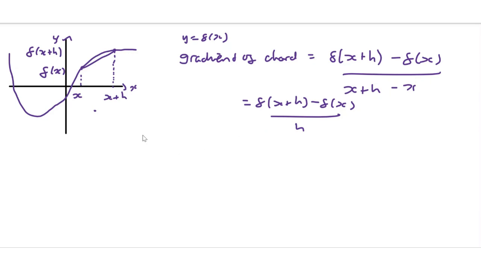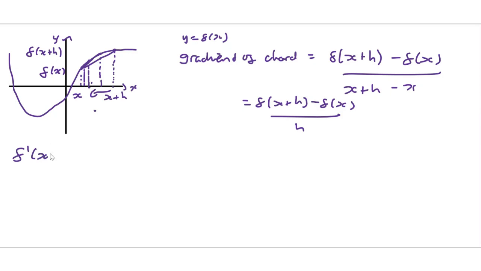And remember the derivative is equal to the gradient of the tangent at the point x. So how can we use what we have here to get the tangent at the point x? Well, as h comes in closer and closer and closer, and we get different points, you can see that the line between the points that we get gets closer and closer to the tangent. So the gradient of the tangent is equal to the limit of this expression here as h tends to 0.